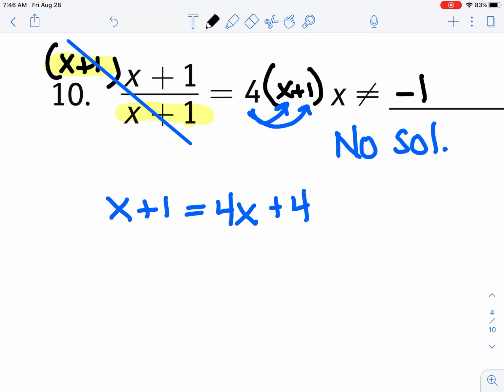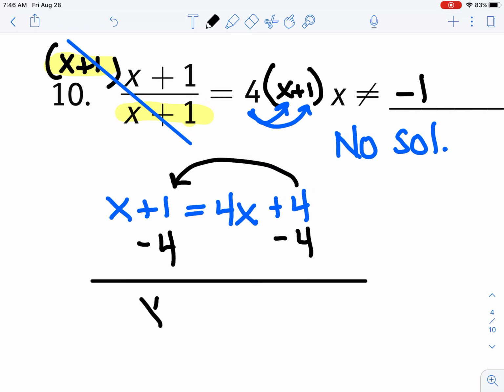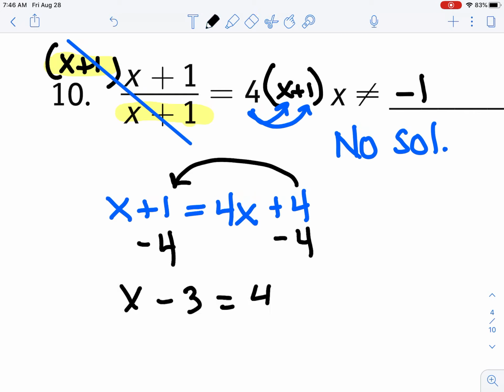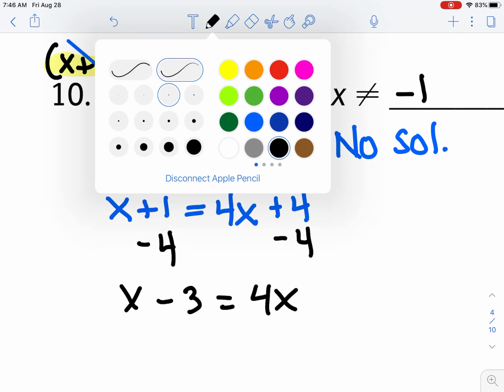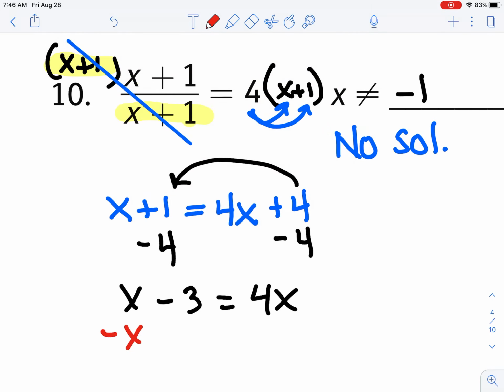Okay, so now I'm just going to subtract 4 from both sides to bring my constants to the left. And we're going to get x minus 3 equals 4x. And then we're going to subtract x from each side.